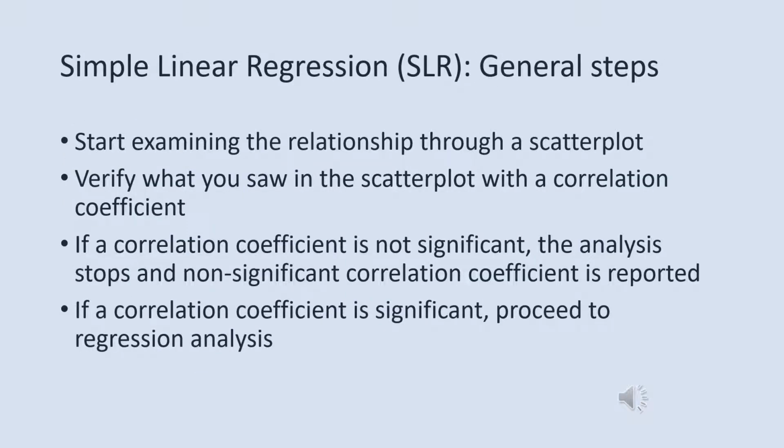Simple linear regression begins with examining the relationship between the variables through the use of a scatter plot. You can also verify what you saw in the scatter plot with a correlation coefficient. If the correlation coefficient is not significant, the analysis stops and the non-significant correlation coefficient is reported. If a correlation coefficient is significant, then you proceed to the regression analysis.